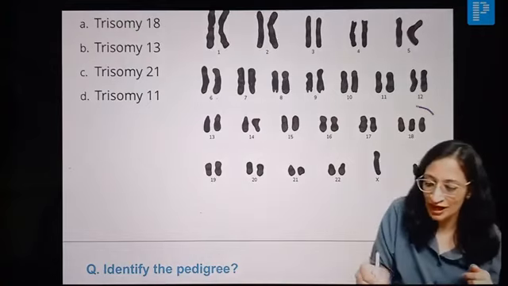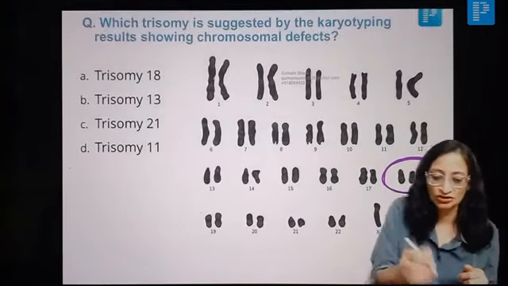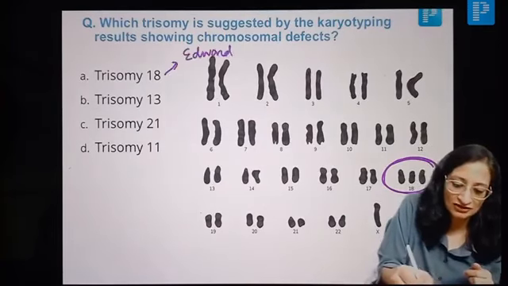So here, you can see there are 3 copies of chromosome 18. That means it is trisomy 18. So trisomy 18 or Edwards syndrome is our diagnosis here, E for E.